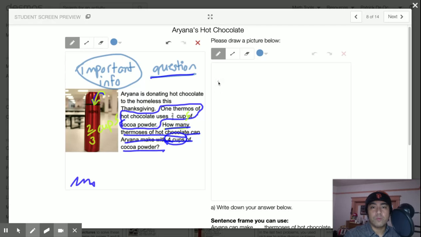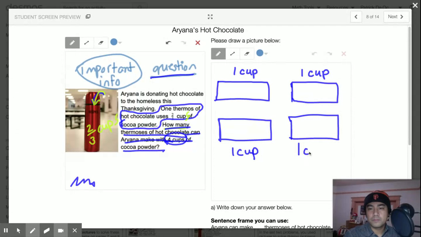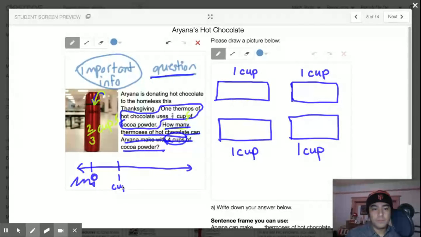One way to represent 4 cups is maybe you might draw a rectangle. Here's 1 cup. Here's another cup. Here's another cup. Here's another cup. That's just one way to do it. Some of your classmates earlier this week also did number lines. They might say, hey, here's 0 cups. Here's 1 cup. Here's 2 cups, 3 cups, 4 cups.